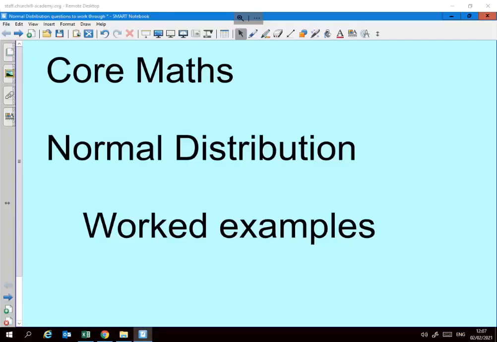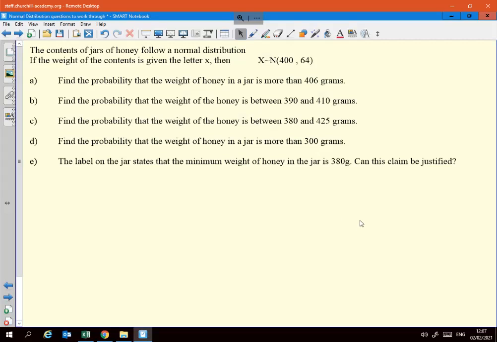Hello, I'm Mr. Gale, and I'm going to look at some normal distribution questions in a core math style, and I'm going to just do some worked examples for you. So you might want to pause this and actually read the questions.